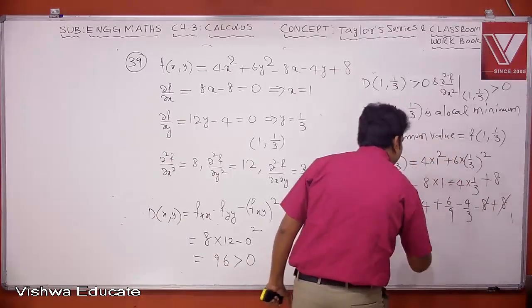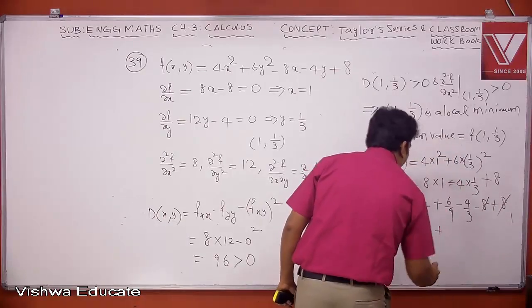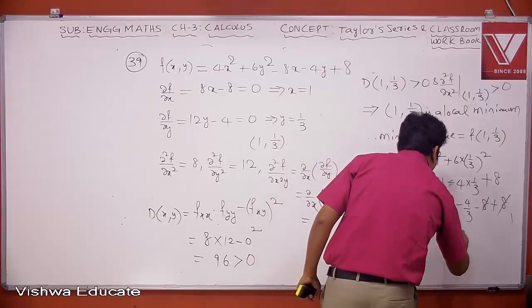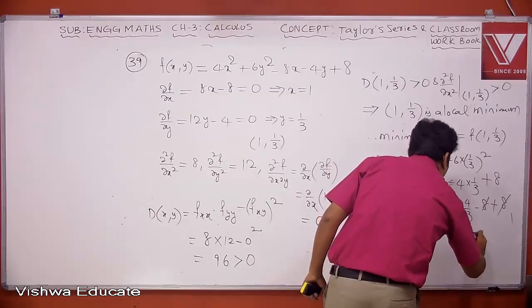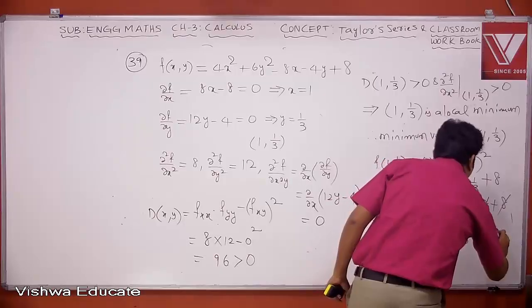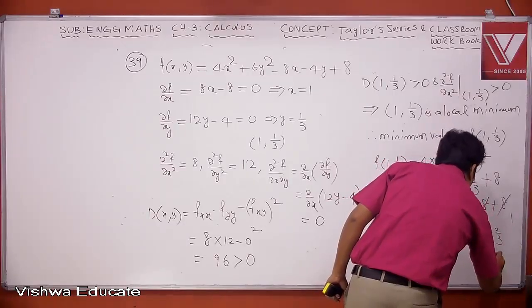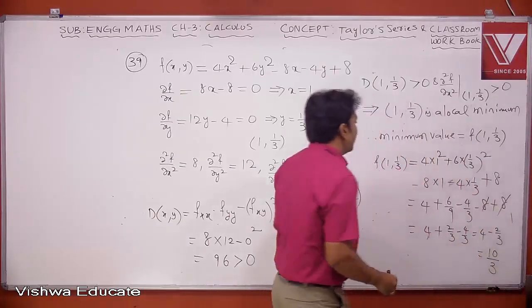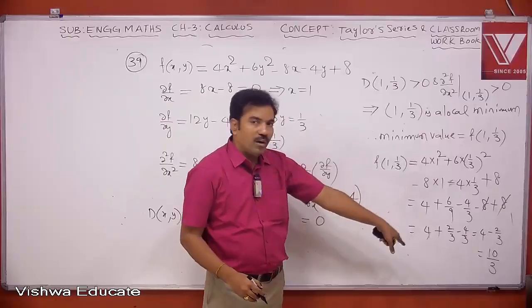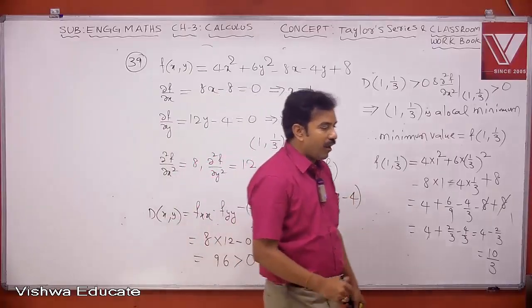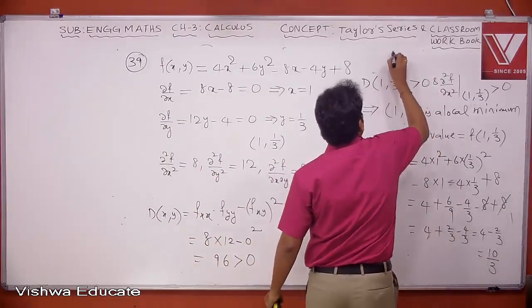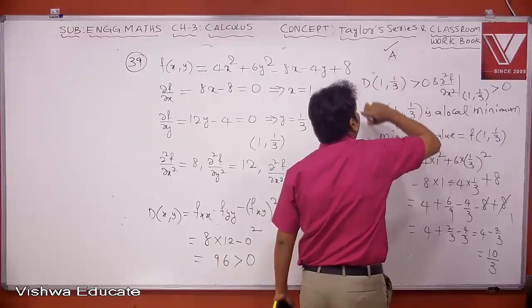This will be nullified. So this is 4 plus 2 by 3 minus 4 by 3. So this is 4 minus 2 by 3, and this value equals 10 by 3. Therefore the minimum value equal to 10 by 3. So option A is the right answer. Note this.